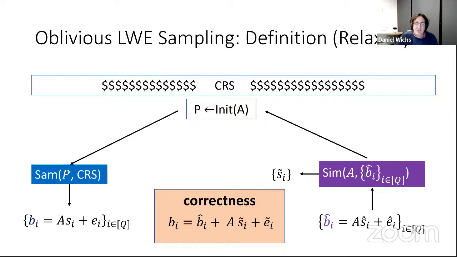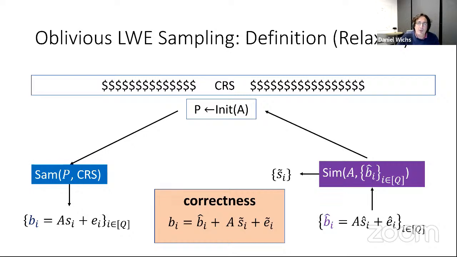And it turns out that this is good enough for the application, because the B_i hat part of the simulated samples is still going to be good enough to blind out, to drown out any sensitive information that our previous openings would have leaked. And this extra LW sample, the A S tilde plus E tilde, doesn't hurt anything.